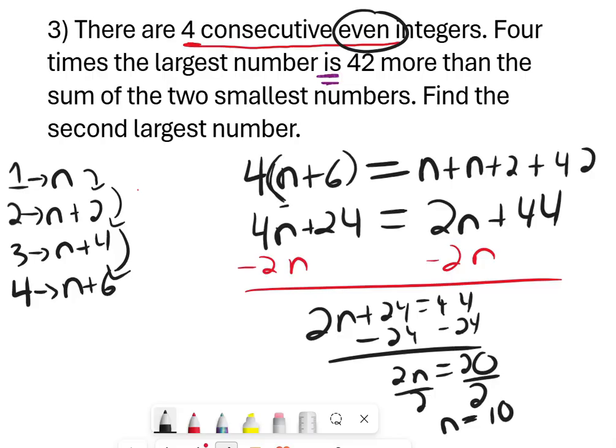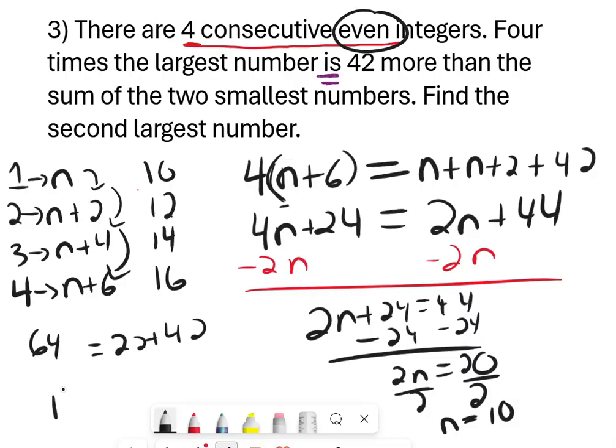Get n equals 10. So the numbers should be 10, 12, 14 and 16. And just as a double check, 4 times the largest number is 64. That's supposed to be 42 more than if we added up the two smallest numbers, which was 22. That's checking out. The problem said, what's the second largest number? The second largest number is 14.